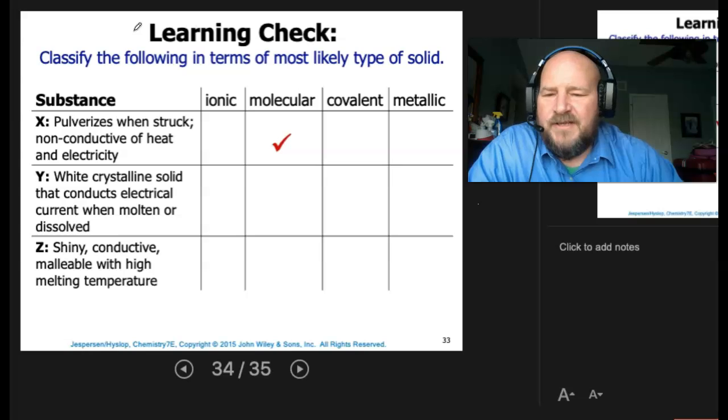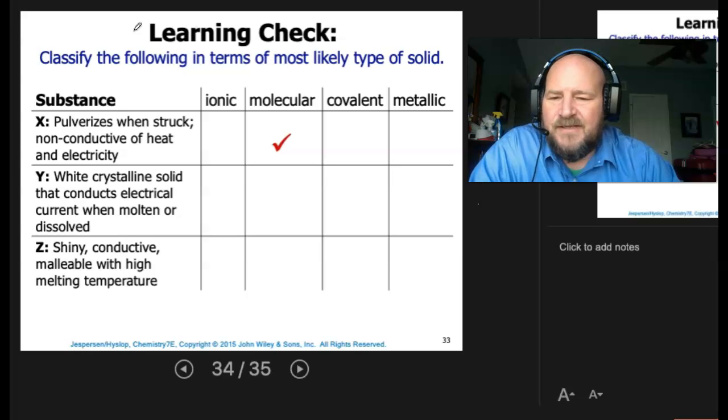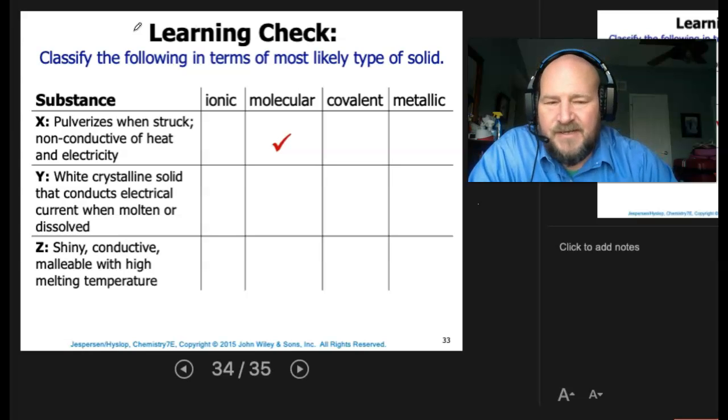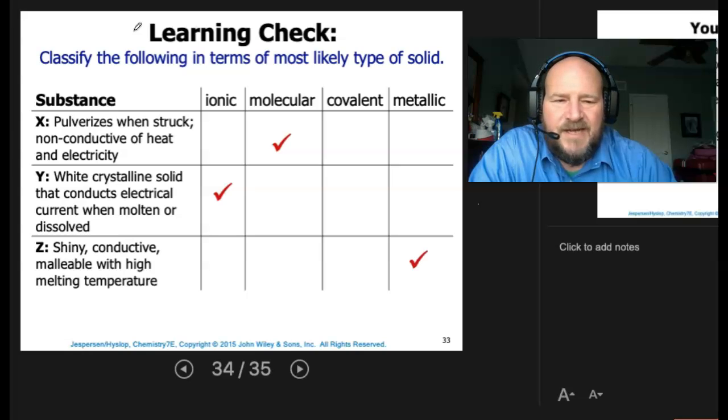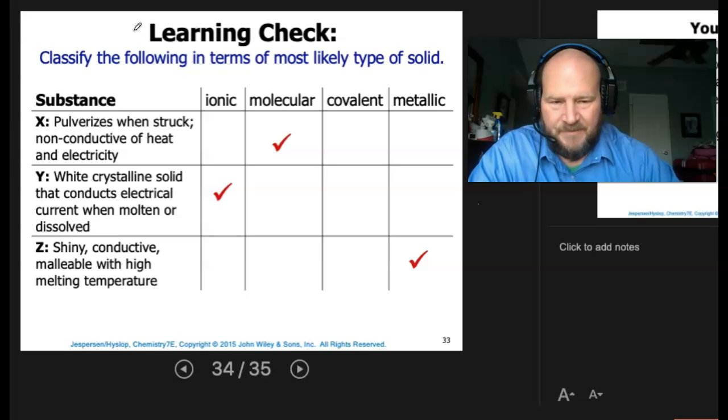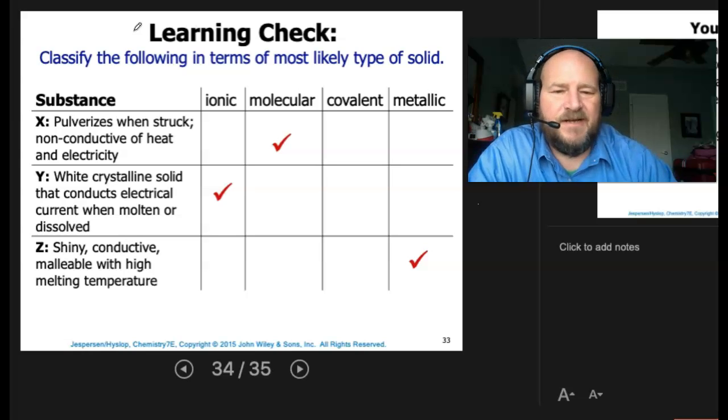It's a white crystalline solid that conducts electrical current when molten or dissolved. Okay, and so that's going to be ionic. Shiny, conductive, malleable with high melting temperatures. And of course, that's going to be metallic. So again, similar to questions that might be on the exam, I'll give you a description and then ask you which type of solid it is.